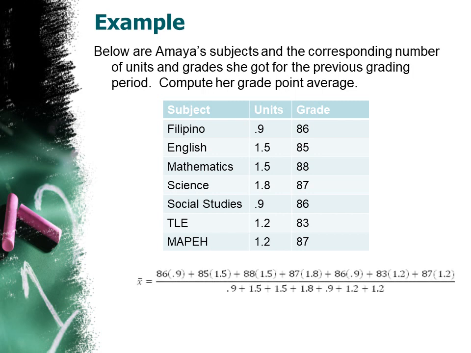So in other words, if you're going to rewrite that, so summation of X times W, so our X ang grade, W weight, yung units, so 86 times 0.9 plus 85 times 1.5. So you just follow the pattern divided by summation of the weights. So i-add lahat ng weights, which is the number of units. Then you will obtain, using your calculators, 86.1 ang kanya average. That is how to apply weighted mean. So Amaya's average grade or grade point average is 86.1.